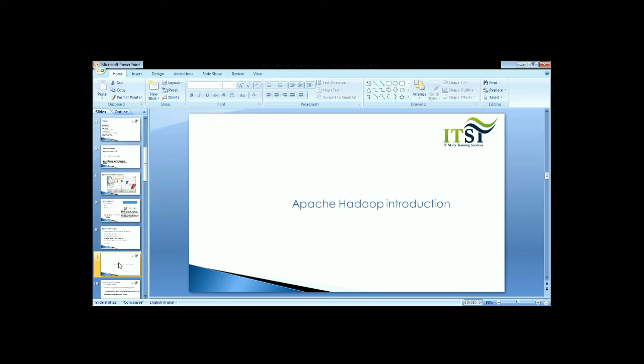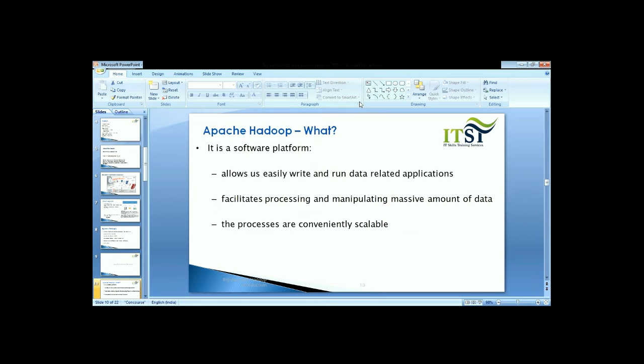So yes, let's go to the Apache Hadoop introduction. First, let's know what Hadoop is. Hadoop is one of the tools used for big data, and it is an open source tool. It is a software platform. These are a few highlights of Hadoop: it allows us to easily write and run data-related applications, facilitates processing and manipulating massive amounts of data, and the processes are conveniently scalable.